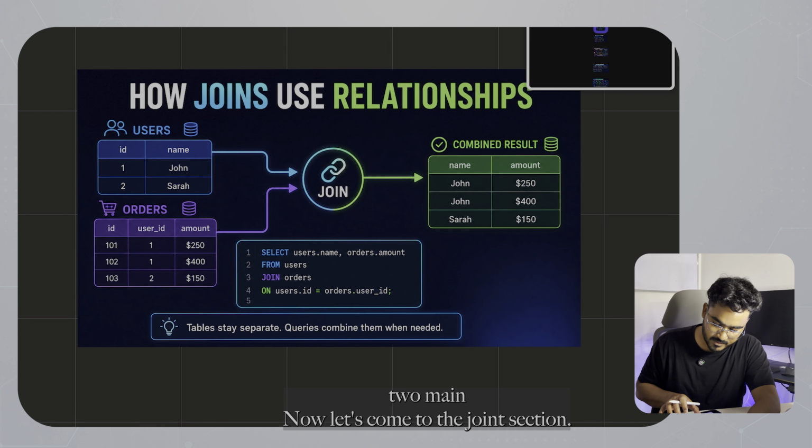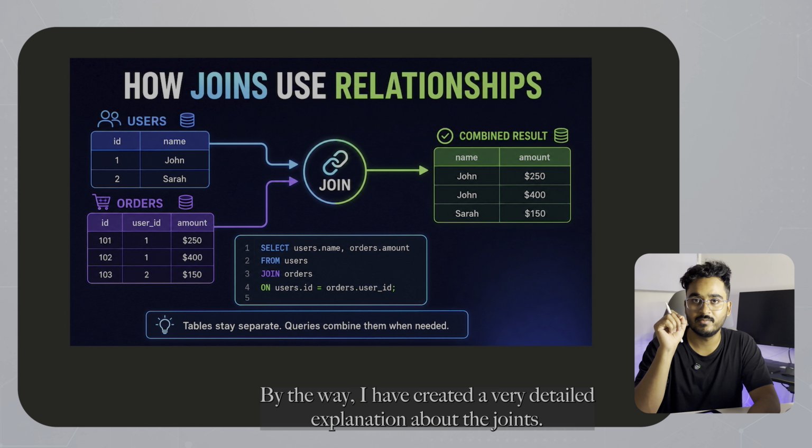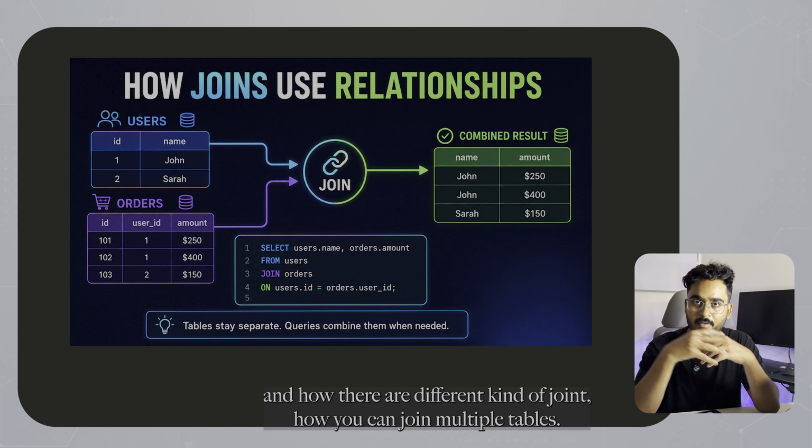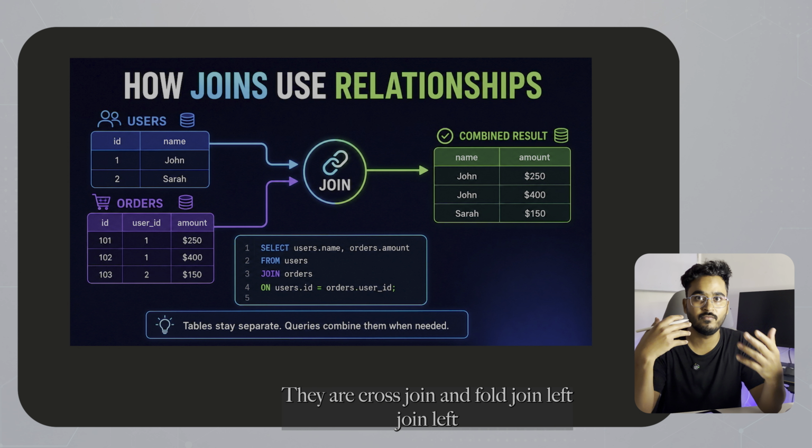Now let's come to the join section. By the way, I have created a very detailed explanation about joins. You can check out this video, and it contains almost all the information about joins and how there are different kinds of joins, how you can join multiple tables. There are cross join, inner join, outer join, full join, left outer join. All kinds of joins are well explained in this video. You can check it out.